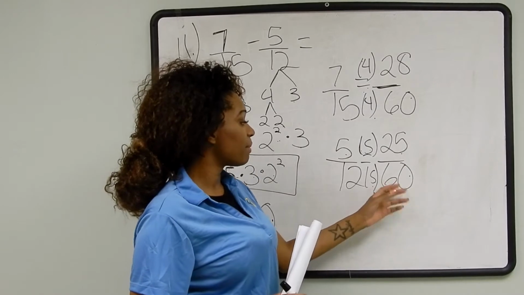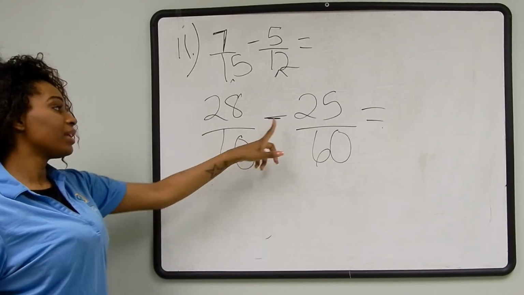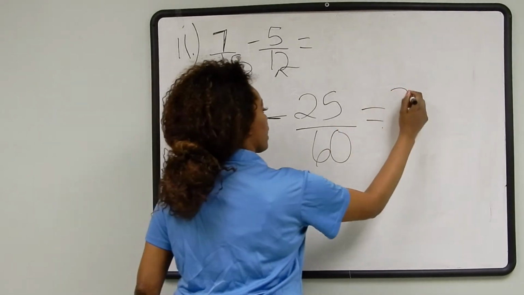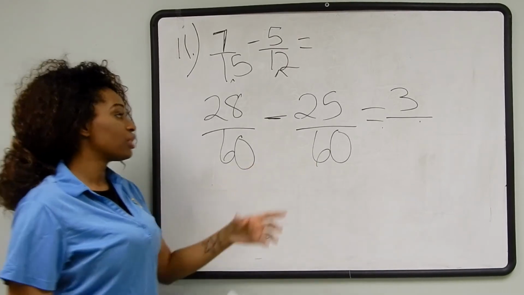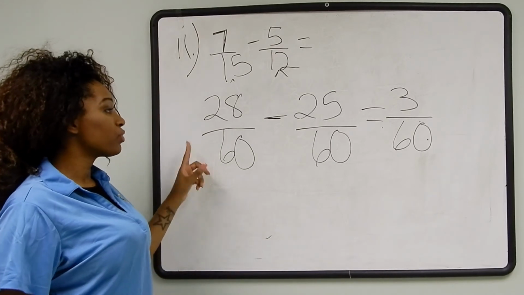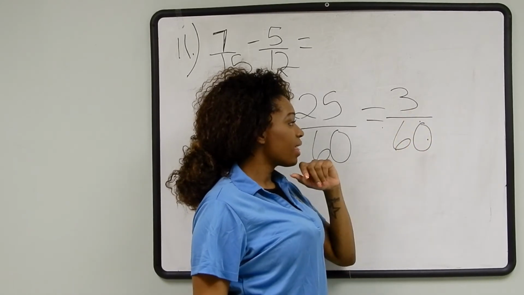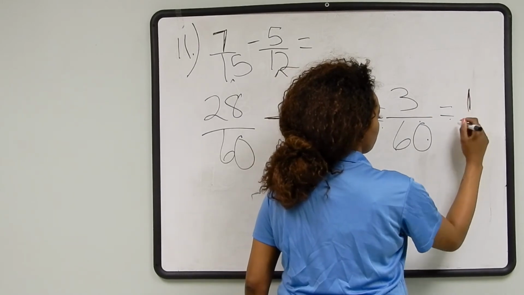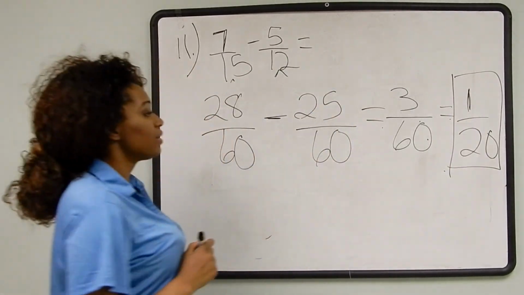And now that we have equal denominators for both numbers, we can subtract. 28 minus 25 is going to give us 3. And when adding or subtracting, you don't change the denominator, so you just bring the 60 across. We want to always reduce to the simplest terms, so I know that 3 and 60 have a factor in common. They have 3 in common, and that will become 1 over 20. The final answer for number 11 is 1 over 20.